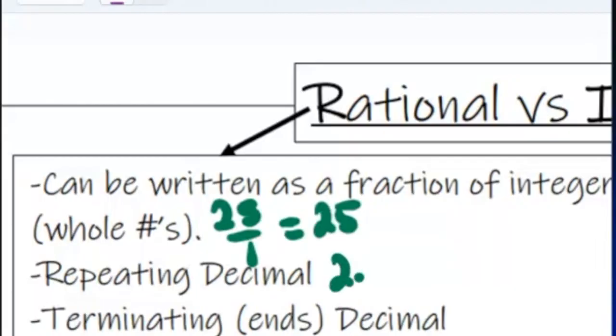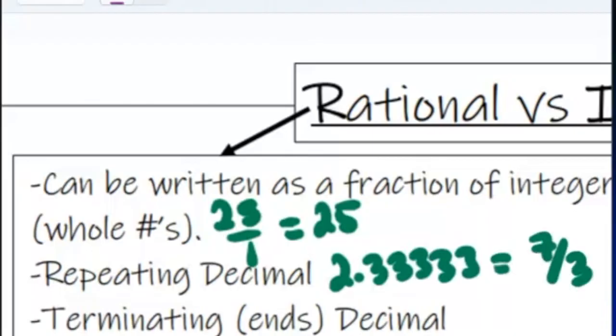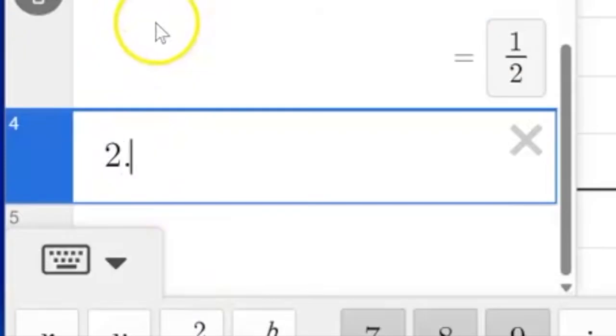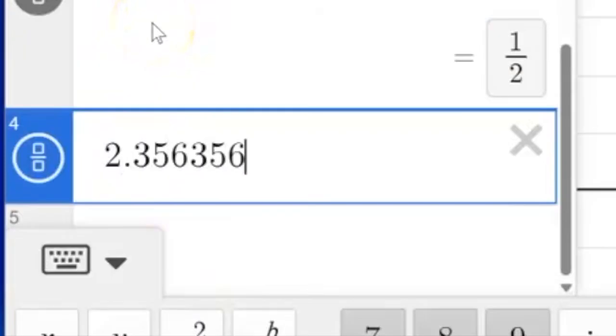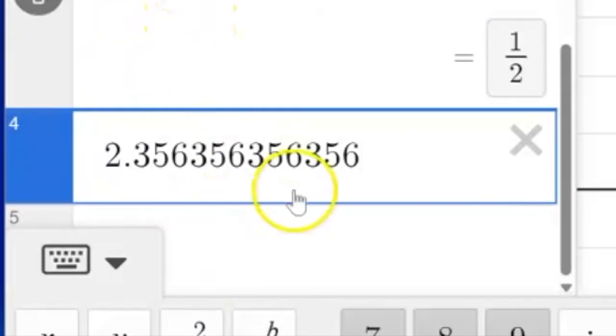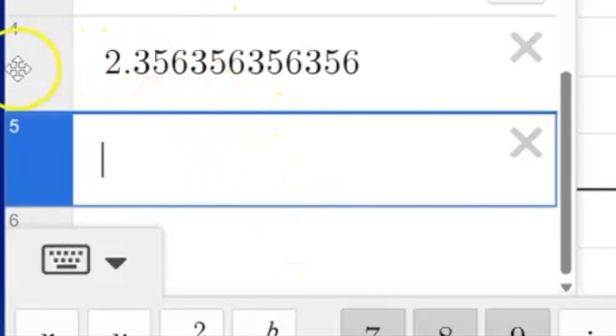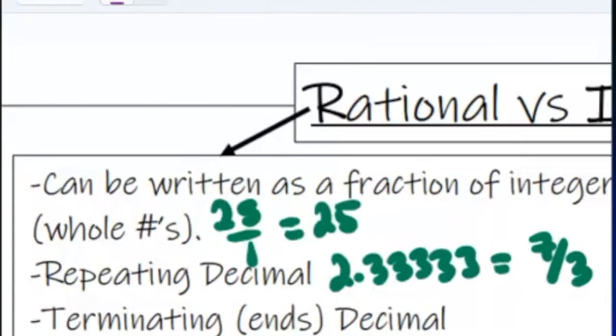A repeating decimal such as 2.33333, which is going to again be a fraction of integers, 7 over 3. It doesn't have to be repeating like that. It could be repeating like this, 356, 356, 356. That's still a repeating decimal. So even if you don't see this fraction, this is still repeating 356, 356, 356. That's the repeating part.